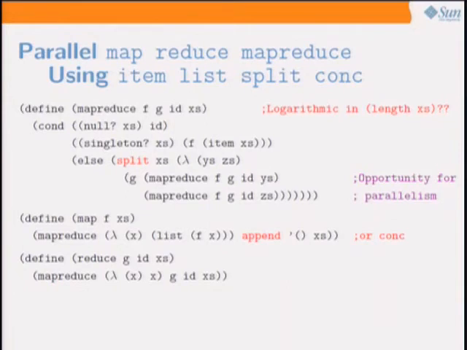The second thing to point out is that because we have split the list into two pieces and we have two recursive calls to MapReduce instead of one, we have an opportunity for parallelism if we can make those two calls to MapReduce independently and in parallel. Then in terms of MapReduce, we can easily define map and reduce, and you see those here.